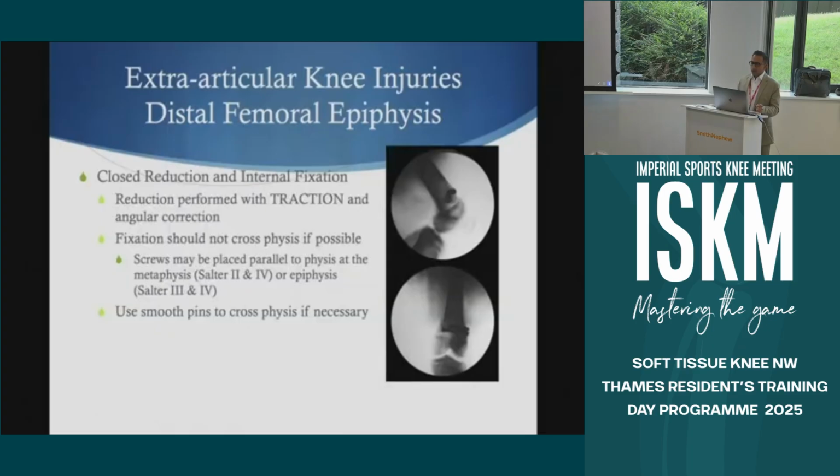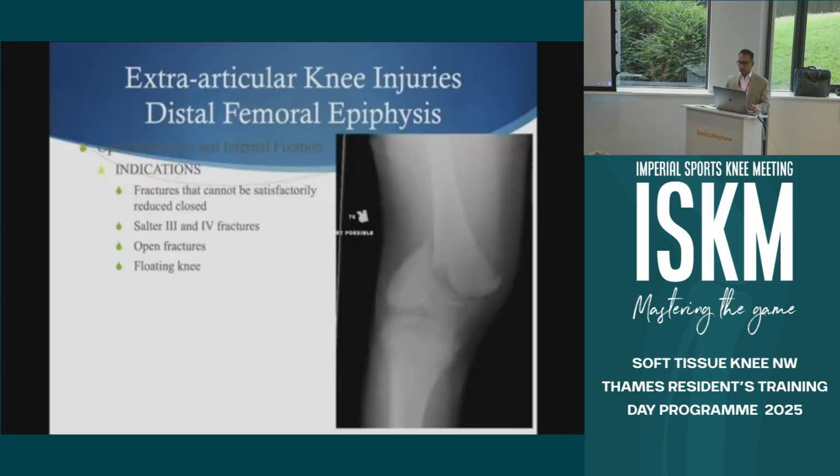Now you can close reduce and internally fix percutaneously if you can get them across, but remember that comes back to the periosteum. Often the periosteum's in the way and you can't reduce it particularly well. You've got to be really confident that you've got a near anatomic reduction if you're going to do a closed reduction and percutaneous fixation.